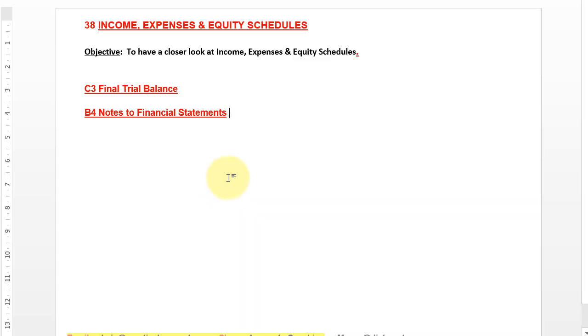Well, that brings us to the end of this session, where we looked at income, expenses, and equity schedules. We basically wanted to have a closer look at them.